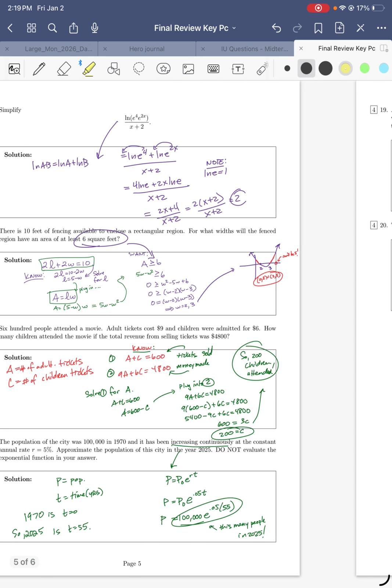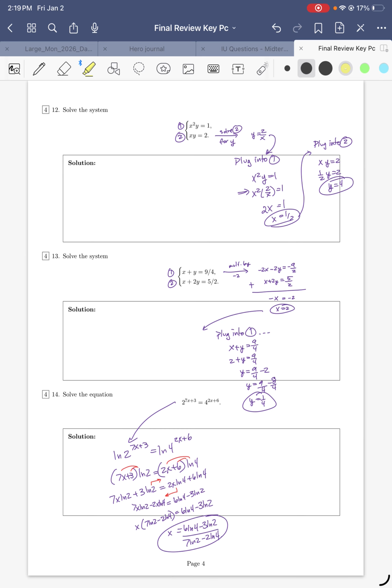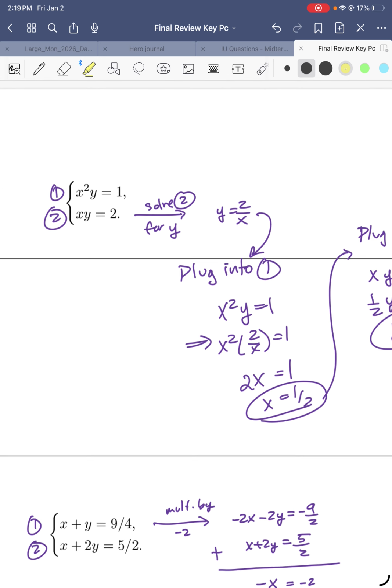All right, let me see. 1, 2, 3. Got 3 pages left. Almost done. Let's push.